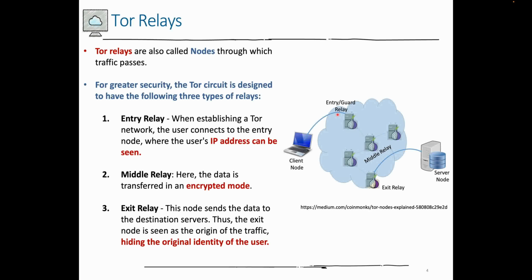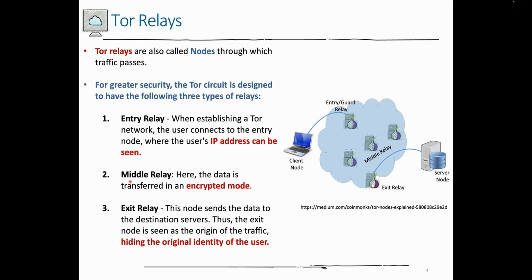Now, the entry relay's primary role is to receive encrypted traffic from the user and pass it to the middle relays. So the traffic between the user and the entry relay is encrypted, ensuring that somebody who's watching the user can only see that the user is connecting to Tor, but cannot view the actual content or the final destination of the traffic, to which server it's going.